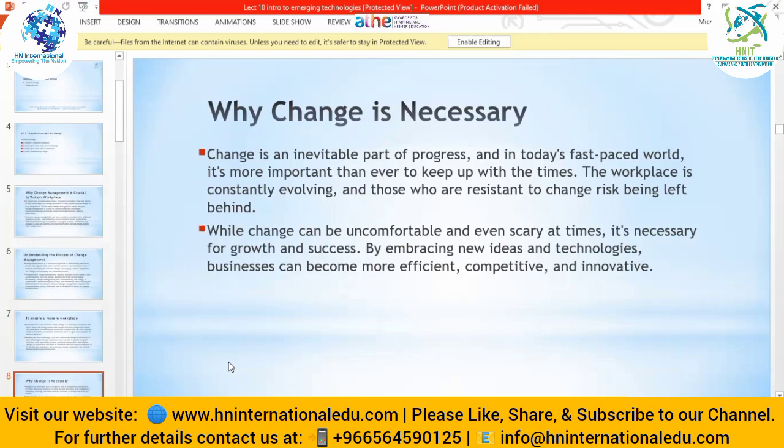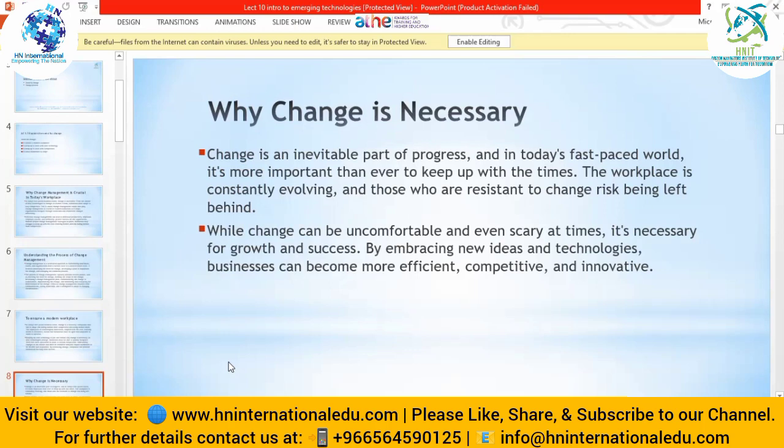Change is an inevitable part of progress. In today's fast-paced world, it's more important than ever to keep up with the times. The workplace is constantly evolving, and those who are resistant to change risk being left behind. The people who don't adapt to change are left behind.